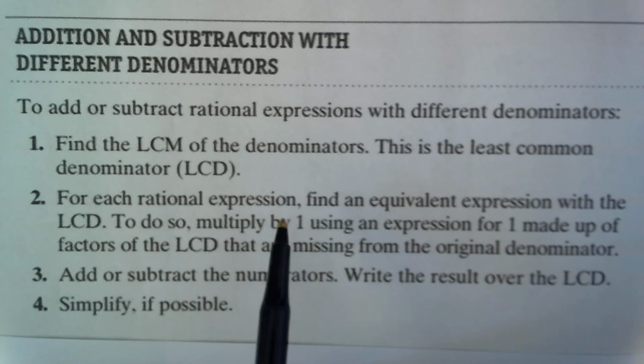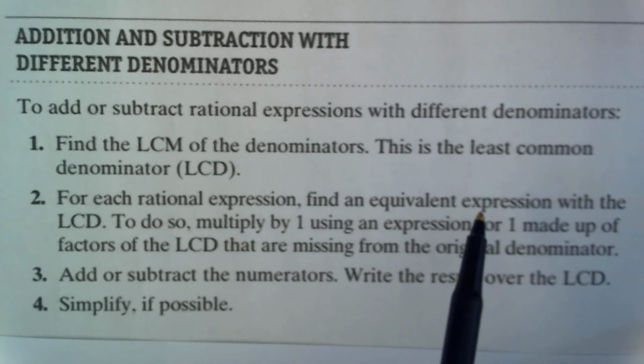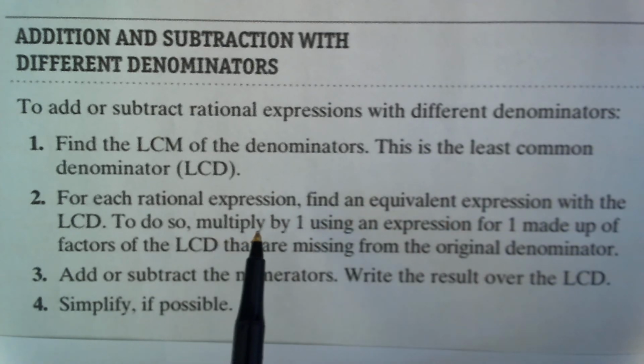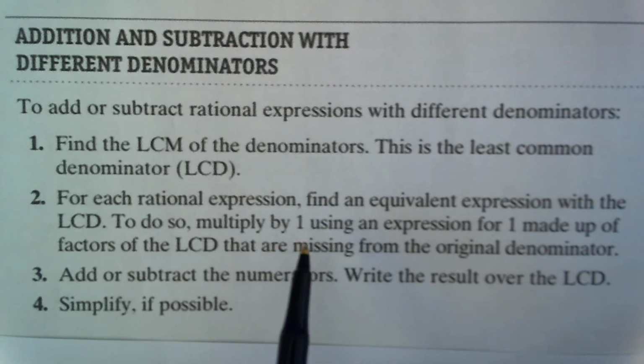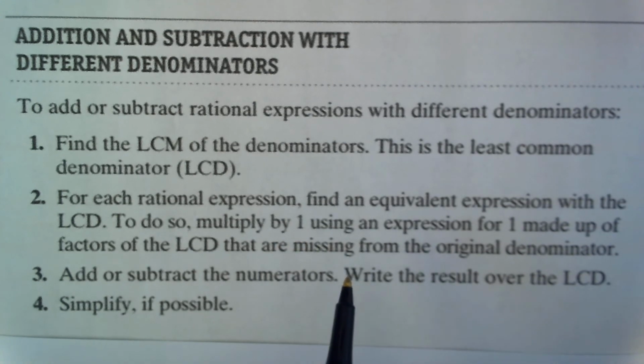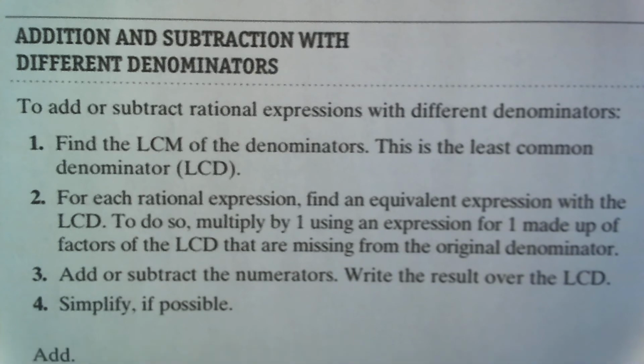And then for each rational expression, find an equivalent expression with the LCD. To do so, multiply by 1 using an expression for 1 made up of the factors of the LCD that are missing from the original denominator, and then add or subtract the numerators and write the result over the least common denominator, and then simplify if possible. And the last step is pretty important, as we saw from the previous example. So let's begin with some simple guided expression here.